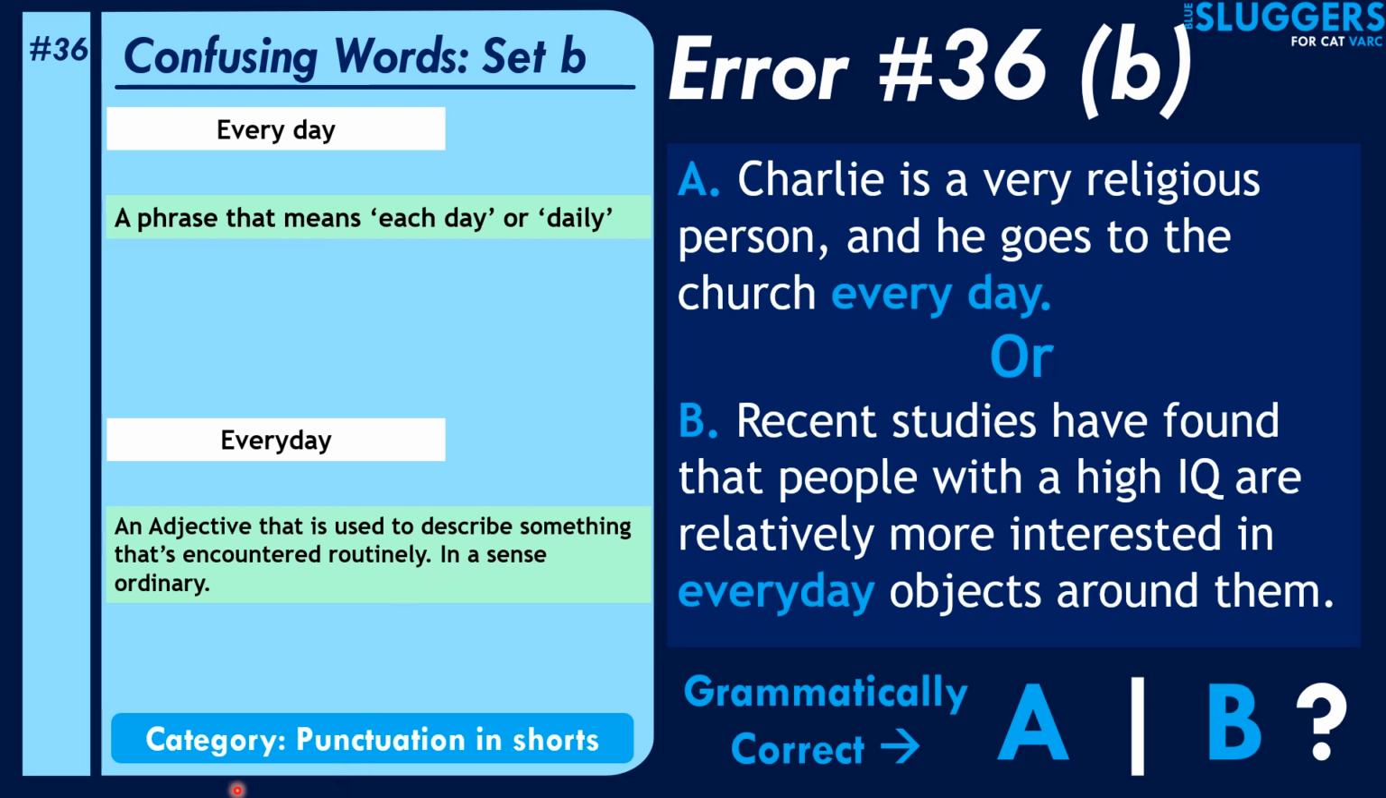Okay, next one says every day. Every day is basically an adjective that is used to describe something that's encountered routinely, in a sense ordinary, right? It's more like कि हाँ यार ये तो रोज की बात है. So the रोज की बात का मतलब ये नहीं है कि it actually happens every day, without fail. It rather means it's not rare, it's quite common कि हाँ ठीक है यार ये तो रोज का है इसका. You get the idea, right?